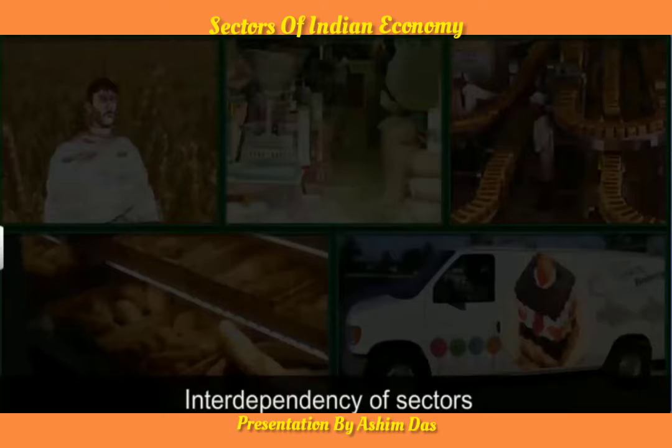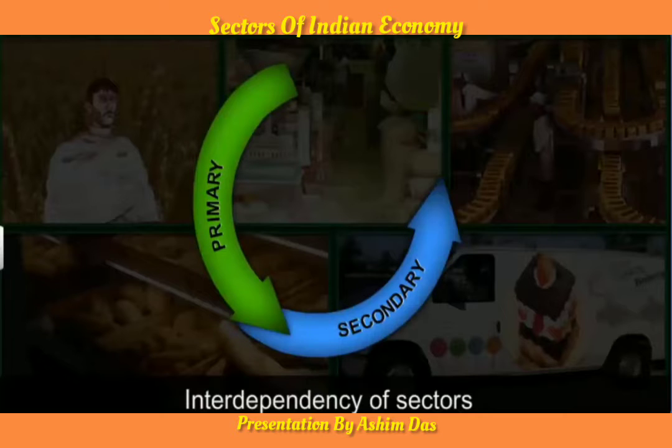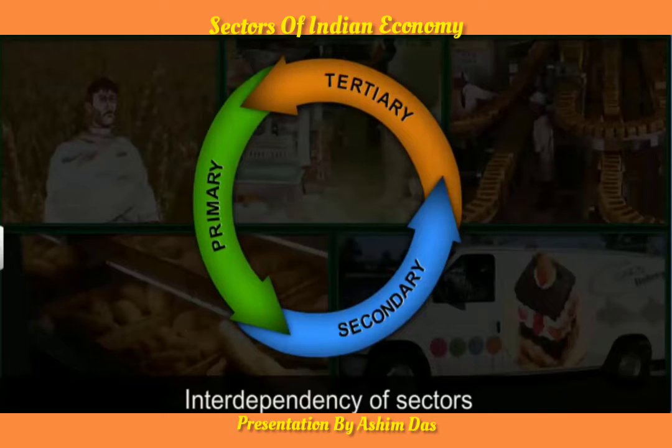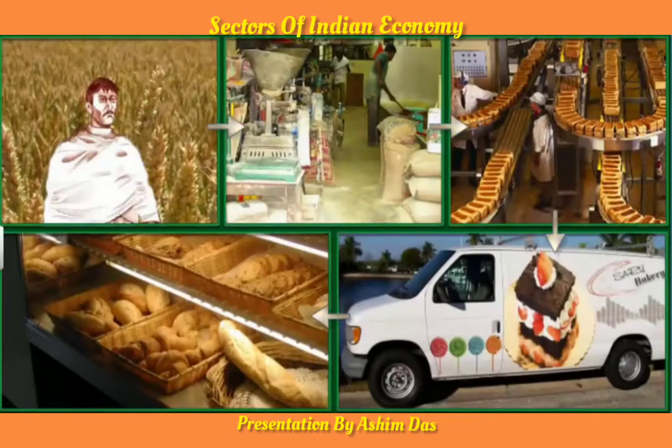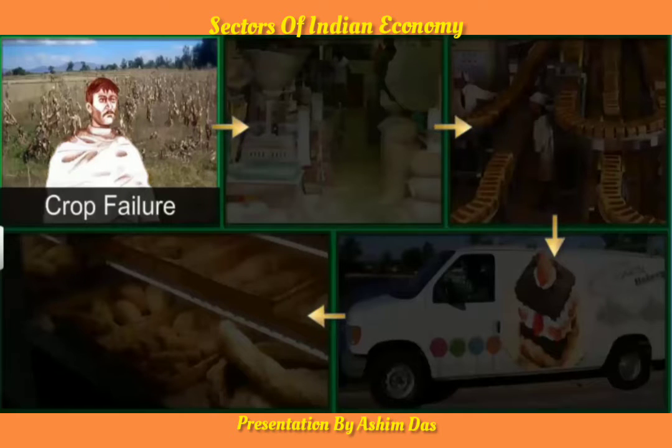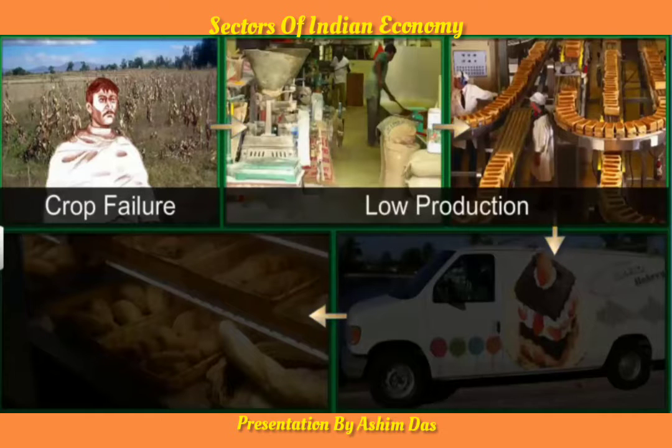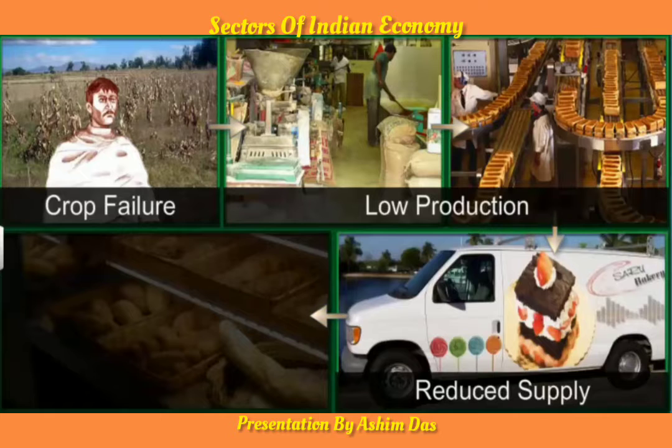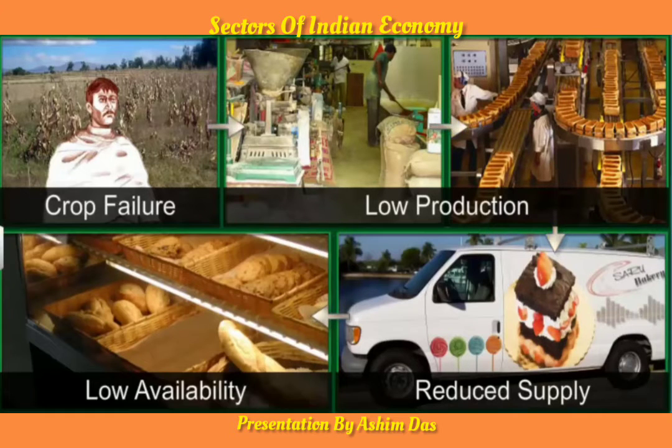Though the activities of the primary, secondary, and tertiary sectors appear quite different, they are interdependent on each other. Let us understand the interdependency of different sectors through the example we used earlier. A failure of wheat crop in the primary sector would affect the production of flour and bread in the secondary sector, leading to reduced supply and availability of bread in the tertiary sector.